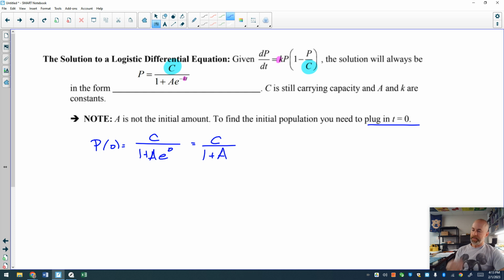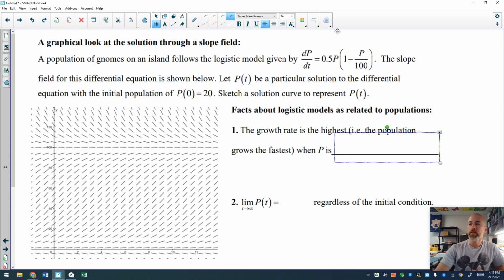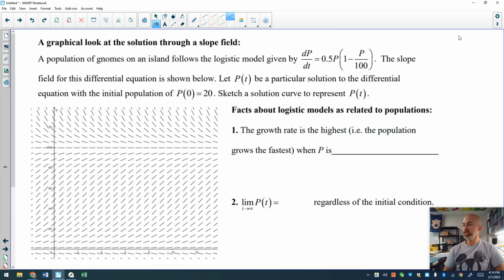You could memorize that. I do know some teachers will say, hey, let's memorize that. But it's so easy to just plug in 0 for T. I don't bother using any brain space memorizing that. I'll just plug in T equals 0 to figure it out. So let's look at some questions.